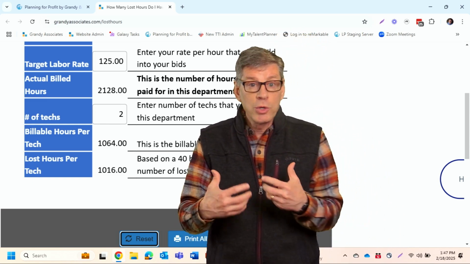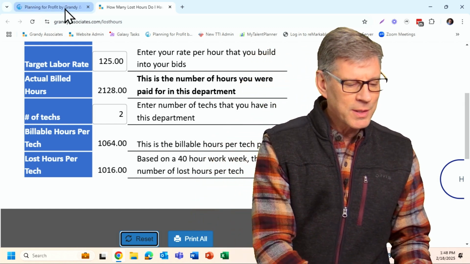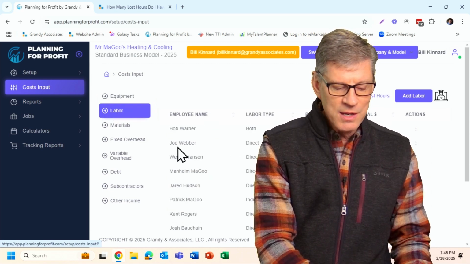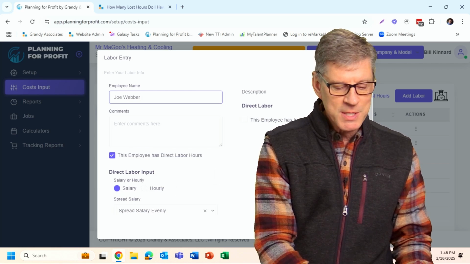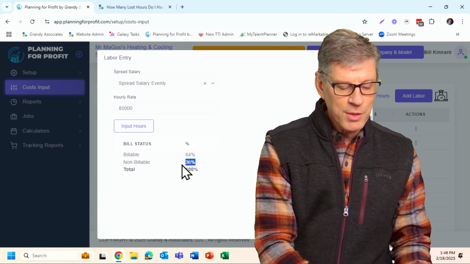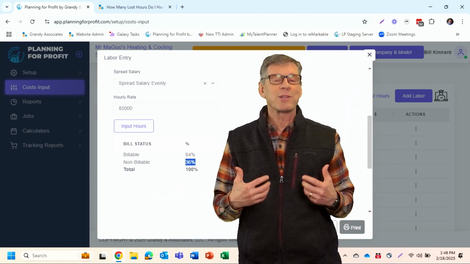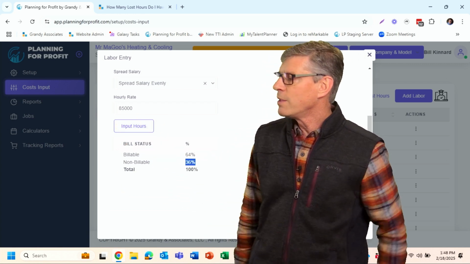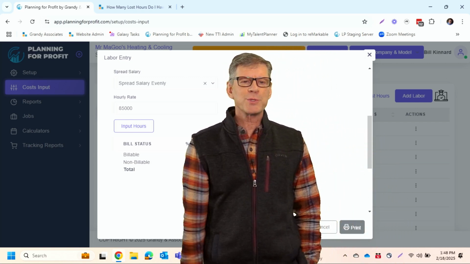Now I could go back into my software and go into cost input, into that individual technician. In this particular case, I can see that when we put him in, he was only at 36% non-billable. It tells me that the information here is not accurate. I actually need to increase his lost hours, and I'll do that by going into the input hours and increasing the lost hours there. Hope that was helpful. That is this week's Planning for Profit Minute.